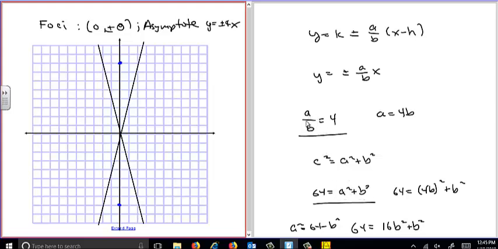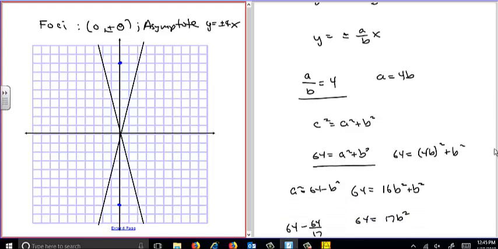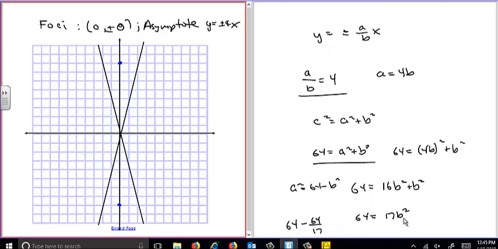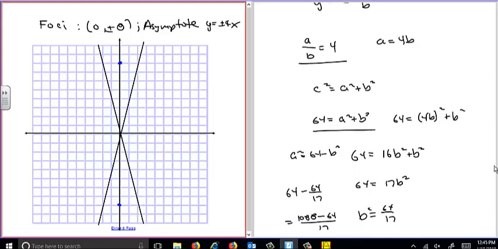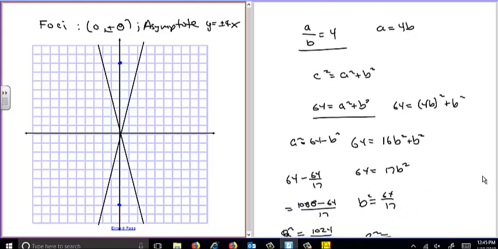I solved for a. I could have solved for b as well, but I solved for a from this equation and substituted it into this equation. So a squared plus b squared became 4b quantity squared plus b squared. 4 squared is 16. b squared is b squared. So you get 16 plus 1, which is 17. So we get 64 equals 17b squared, or if you divide by 17, you get b squared equals 64 over 17. That's where the b value came from.